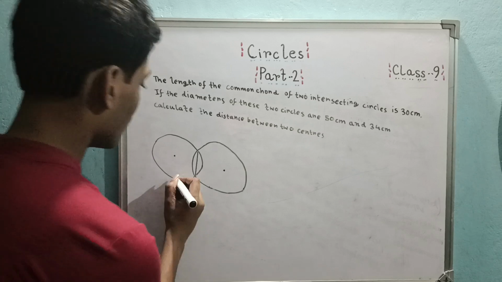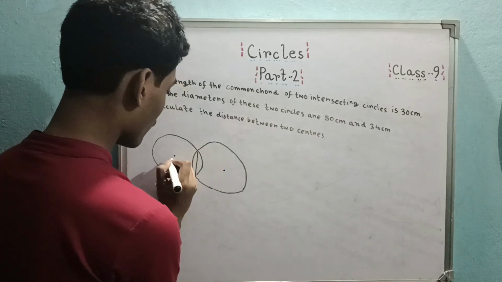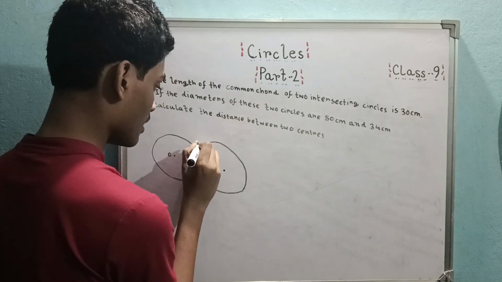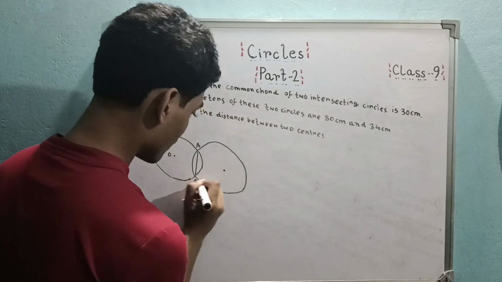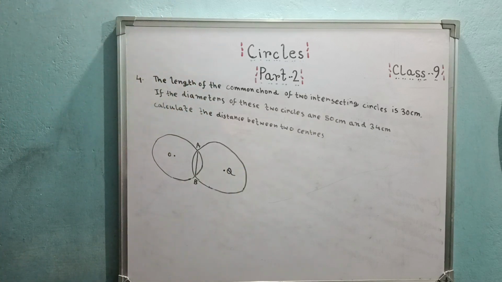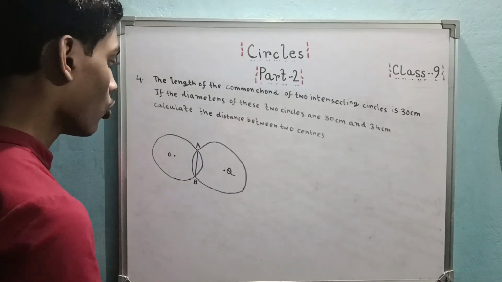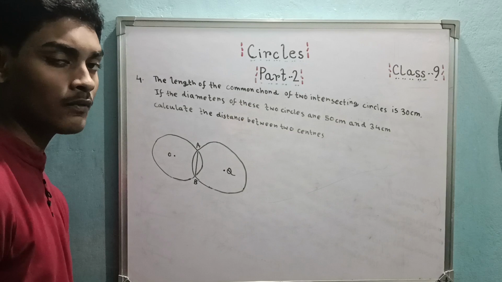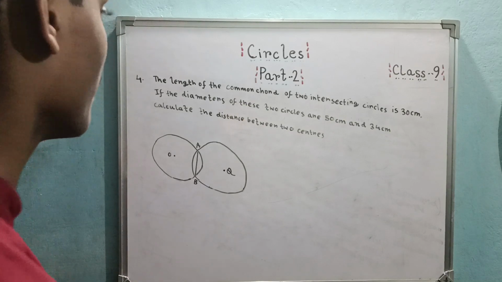Now, suppose the center is O. This chord's name is AB. This center is Q. Then for this circle, OA and OB can be the radius, right? Because from the center to any point of the circumference is the same, meaning radius.